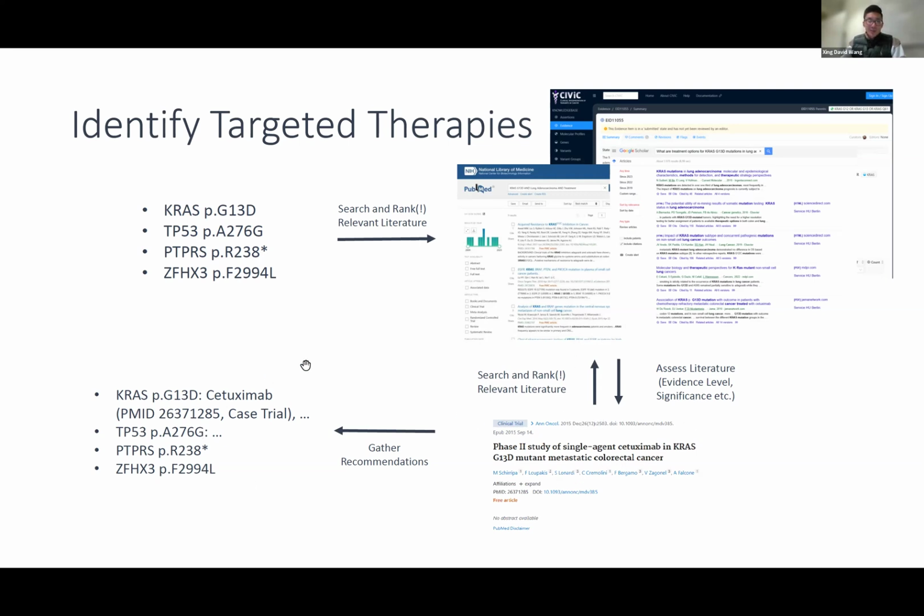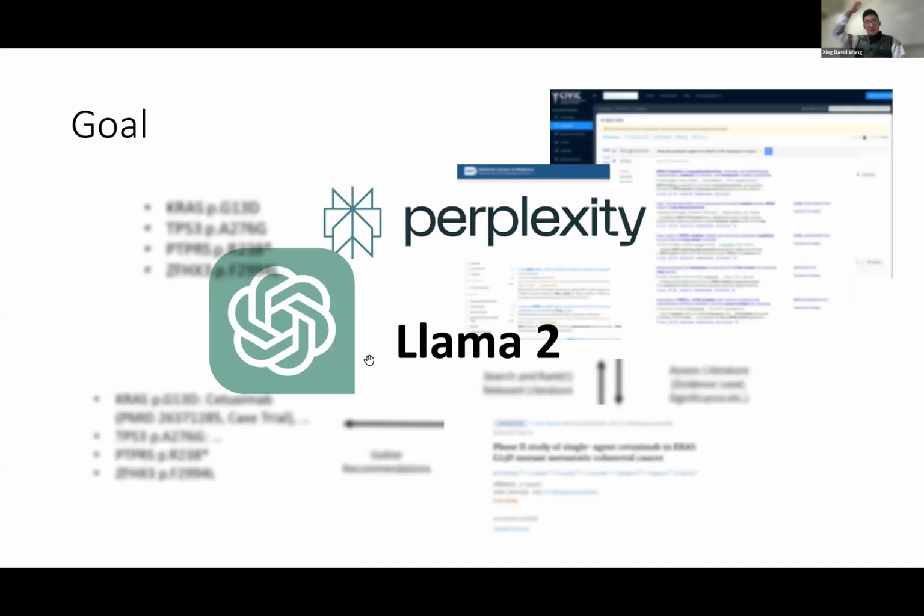In the end, the molecular tumor board then gets a recommendation list. For example, one could target KRAS G13D mutations with cetuximab, with the evidence maybe given as a PubMed ID. Here it's only a case trial, but often phase 3 or phase 2 trials are more convenient. So that was the process until now.